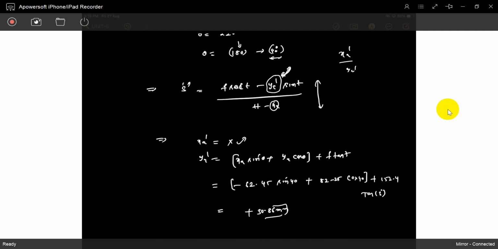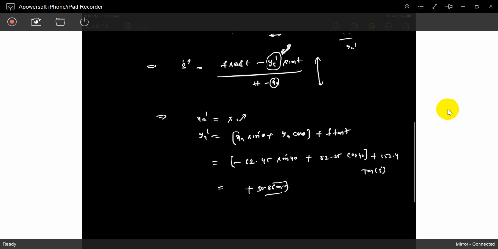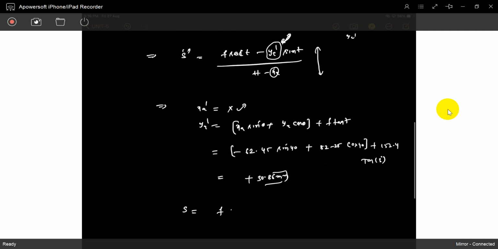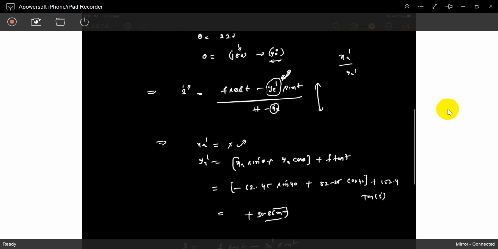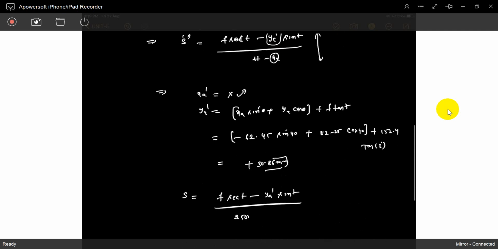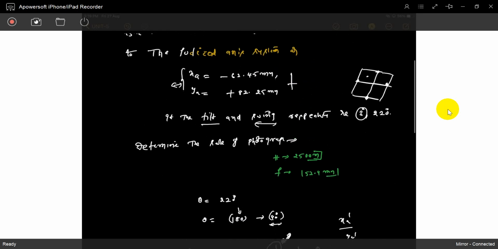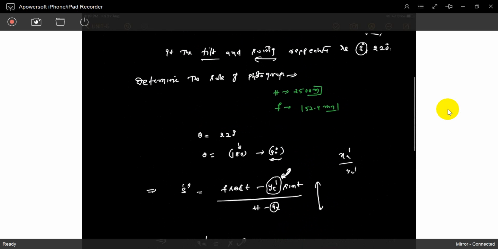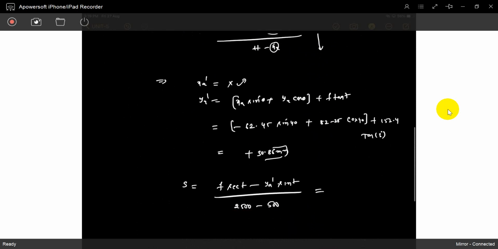You can also find the coordinates of xa, but no need. Then you can find the scale S. S is f secant t minus ya dash sin t divided by H minus h. H is 2500, small h is the height, 500 meters. So substitute it and you will get 1 by 13,246. That is the scale. That's how you can find the scale in a tilted photograph.